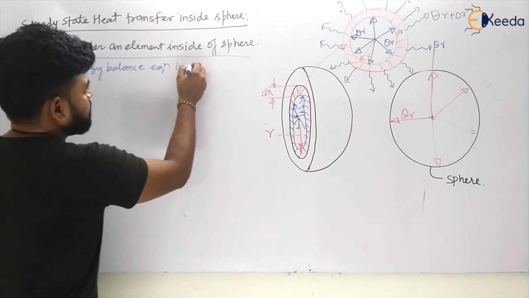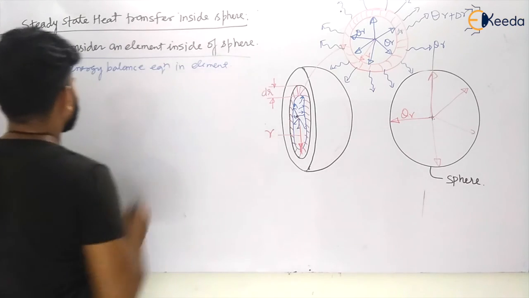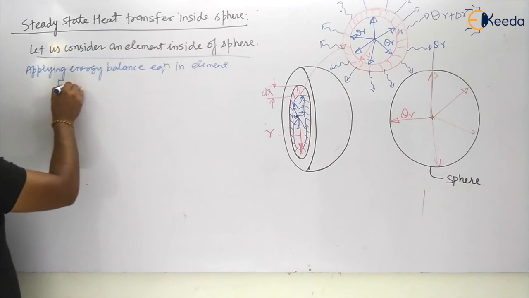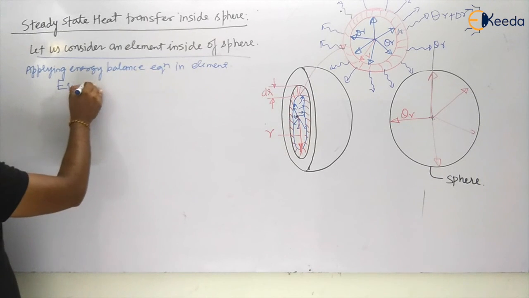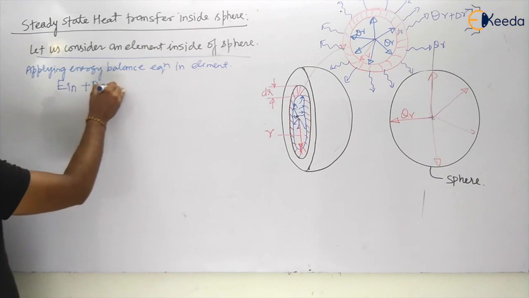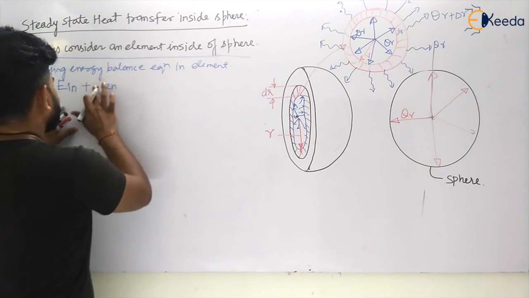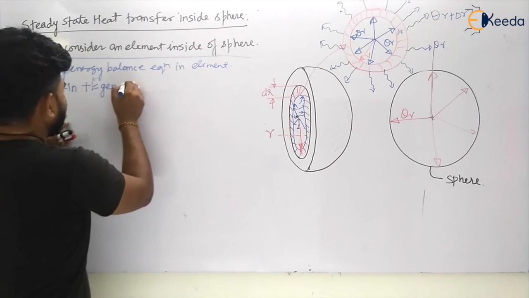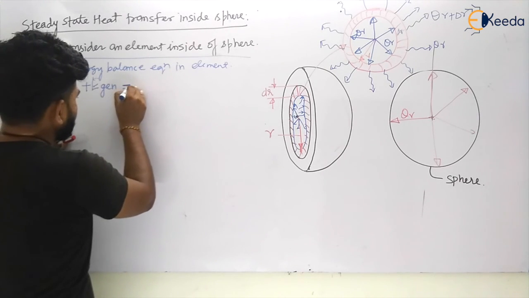So my dear students, let us say there is some energy coming to the element. Then let us say there is some Q generation. There is some energy, that is heat generation, inside the element. Let us take it as energy generation. Again, let us take there is some energy out from this.